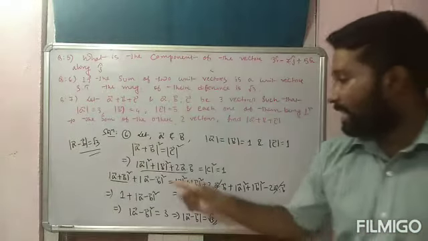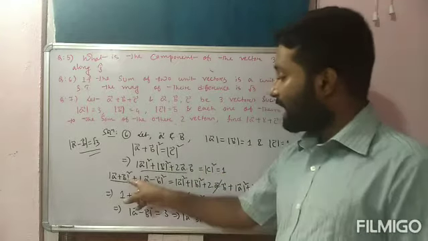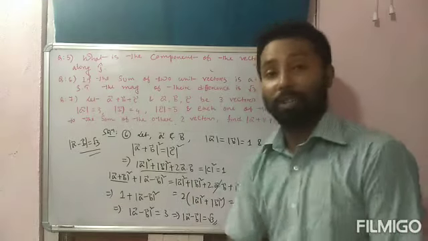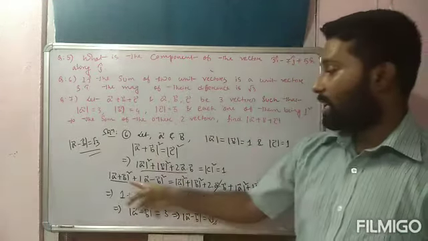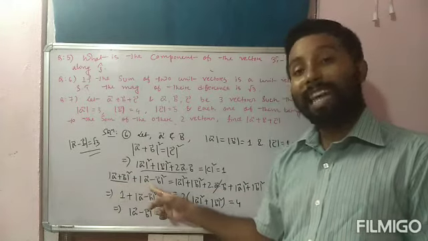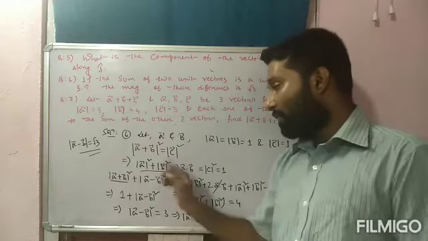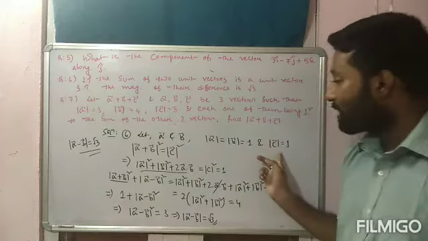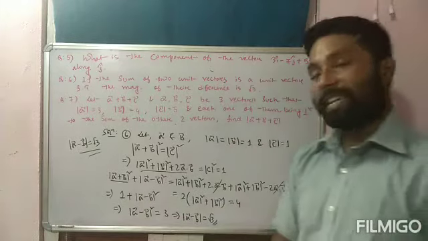Actually, this step is not needed. You can start directly from here if you know mod of a plus b equals mod c, which is given in the question. We know mod of a plus b whole square plus mod of a minus b whole square can be written as 2 into mod a square plus mod b square. Since we know the values, and don't forget to write mod of a plus b equals mod c, and mod c is 1, so 1 square is 1 only. So this is the solution of question number 6.